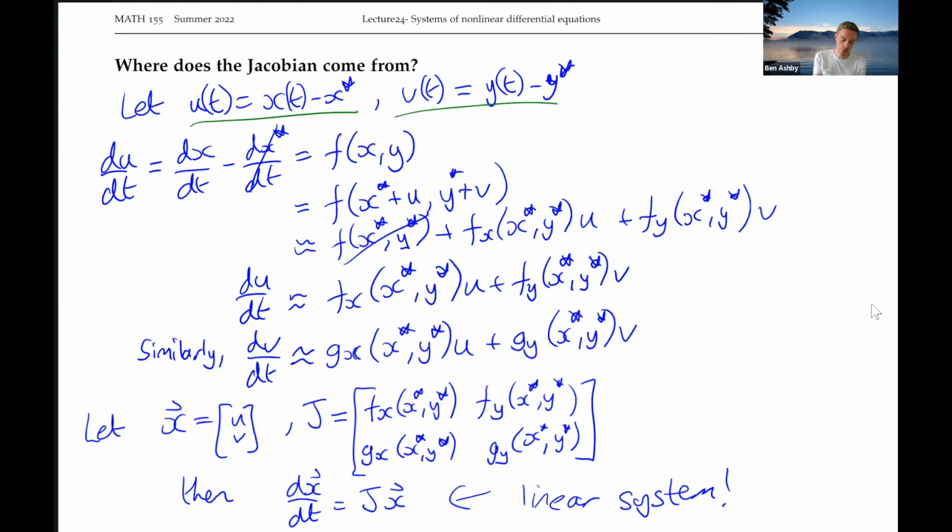So what we're really doing here is we're saying, okay, we're taking a small perturbation away from an equilibrium, and then we want to see if that perturbation grows or decays. So if that small perturbation grows, then our equilibrium is going to be unstable. And if that perturbation decays, then it's going to be stable. So we can analyze our linear system, and that will tell us what's going on in our nonlinear system at a particular equilibrium.